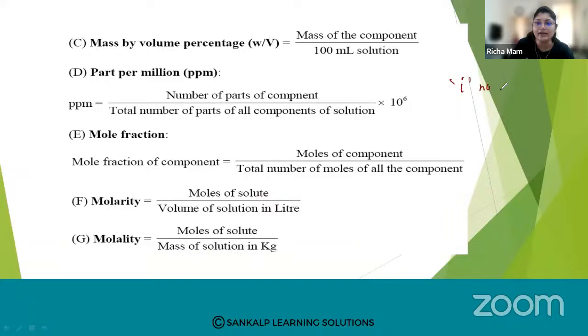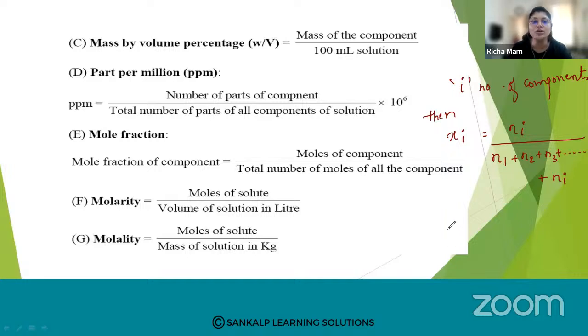So for I number of components, how will we write it? The mole fraction of i is equal to Ni divided by N1 plus N2 plus N3, and so on up to Ni. So this is the mole fraction of the ith component. However many components are given, you find the ratio of one component to the total number of moles of all components in the mole fraction.